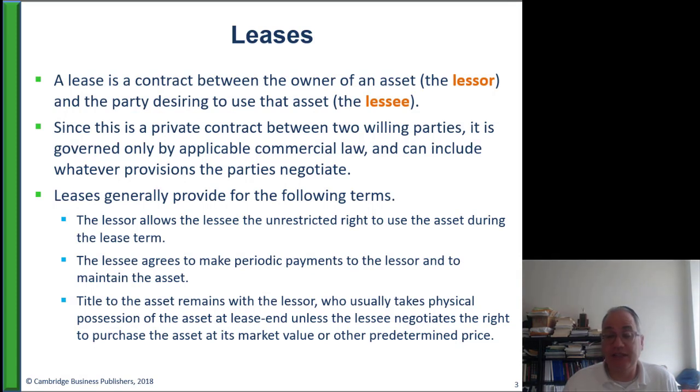And then at the end of the lease, either the title remains with the lessor and the lessee has to return the asset to the lessor, or the lessee can buy the asset for a very low price, or the lessee can buy the asset for the market price. But usually there's some provision in the lease for what's going to happen to the asset at the end of the lease.